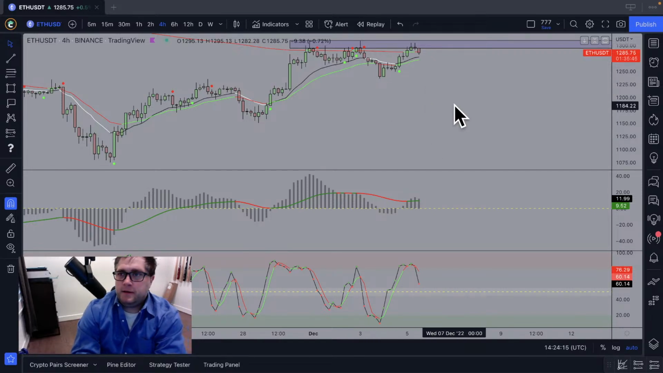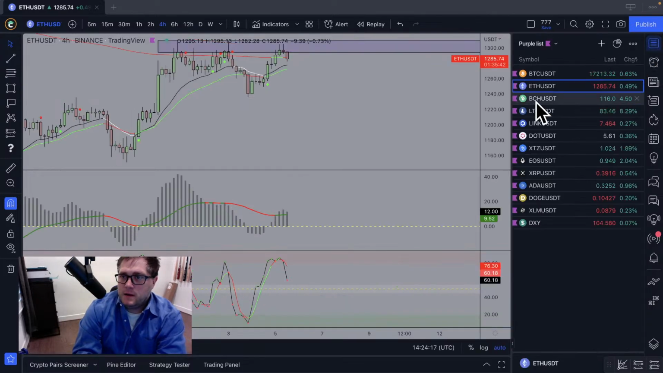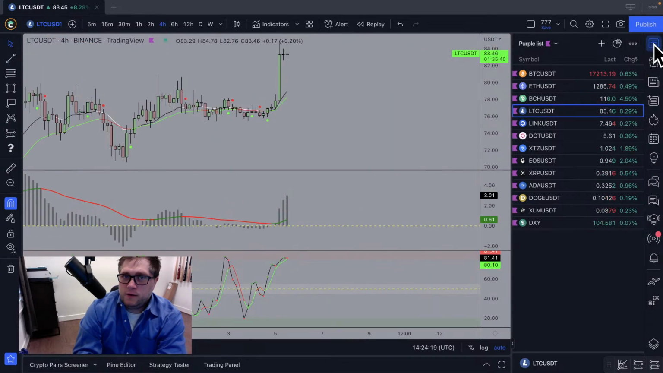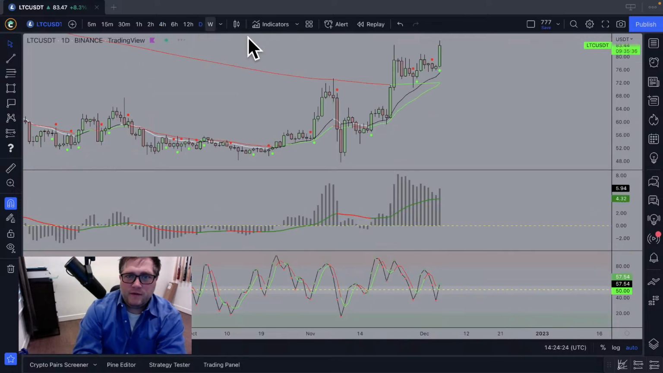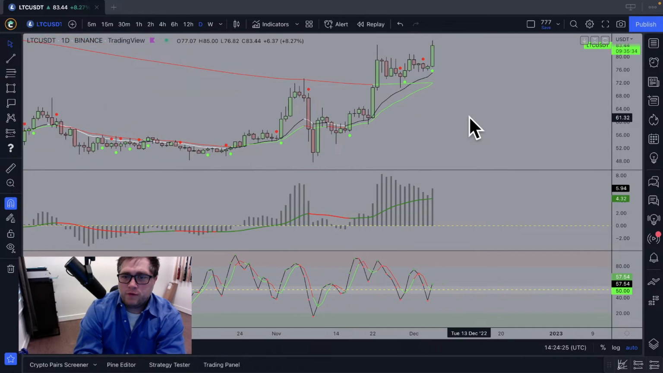All right, let's see. Go to Litecoin. Here's Litecoin. Litecoin's a little trickier to trade because it doesn't usually follow the rules, and it has huge swings like this. Like today, you're up 8.3%. Why? All your oscillators are pointing down.